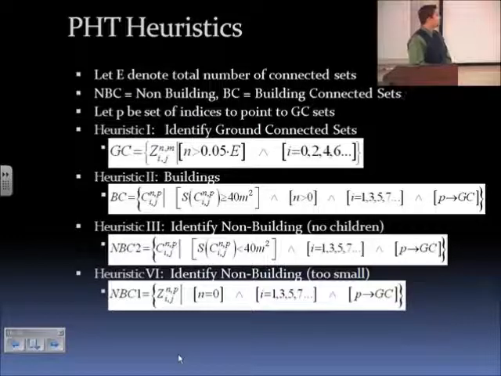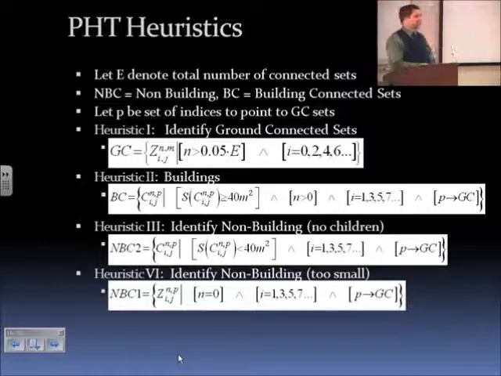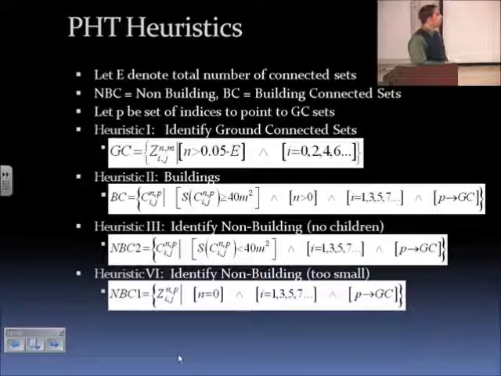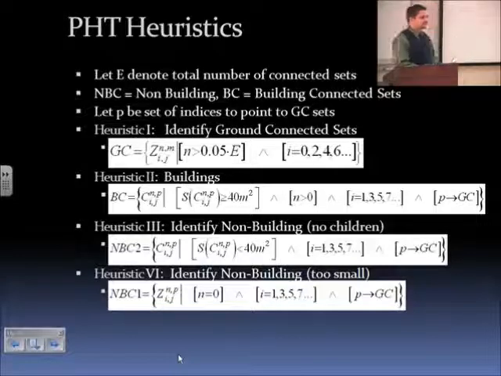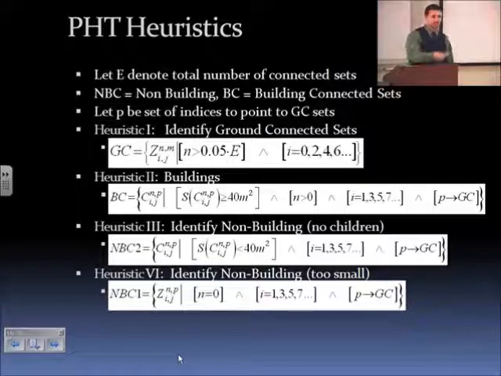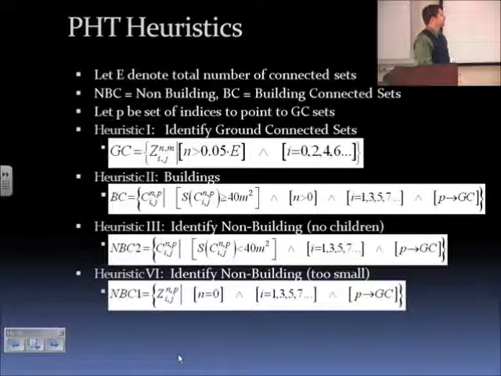We look at the total number of connected sets, and if a single connected set has greater than 5% of the total number of connected sets as its immediate children, we're calling that ground. So if the ground connected set has a lot of immediate children, we're calling that ground. Now remember, the ground connected set can only be a non-wall connected set, so its generation index has to be even: 0, 2, 4, and 6. Then we implement a heuristic to identify buildings.